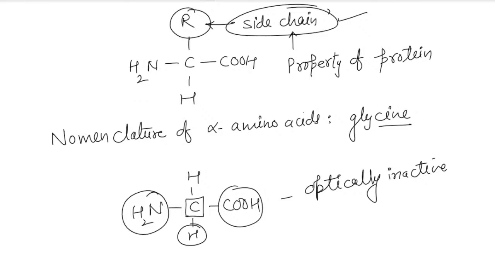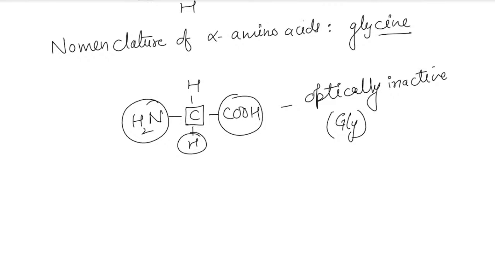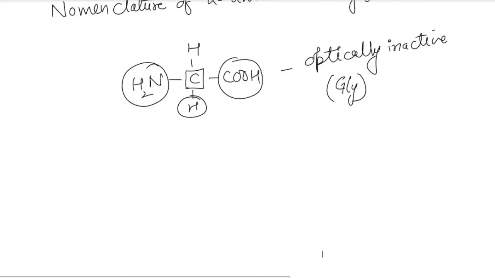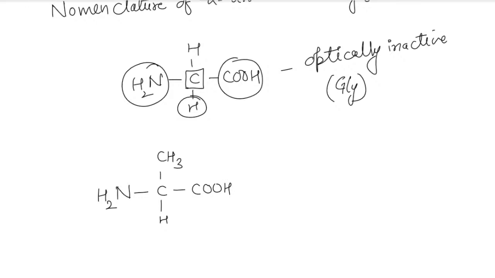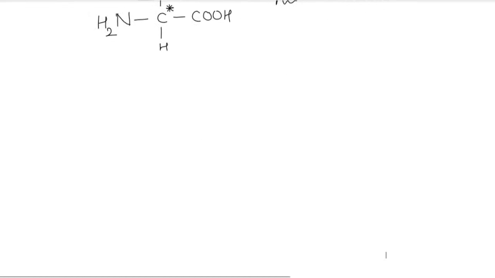Okay, and it is represented by the first three letters, GLY. Okay, it is abbreviated as GLY. Second is alanine. In alanine, see, we have a CH3 group. This R is CH3. Okay, and now it is a chiral carbon. All others are chiral carbon. They are optically active, and this is called alanine, and it is abbreviated as ALA. Okay, got it? There are so many others, but keep in mind these two.